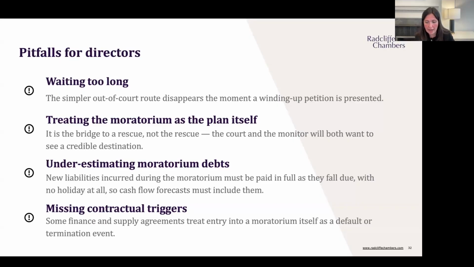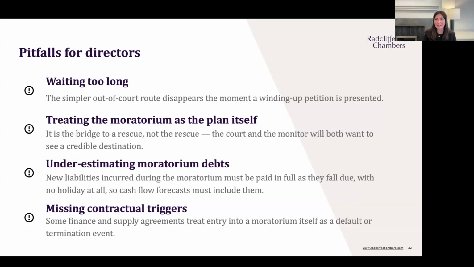So pitfalls for directors, I think first and foremost is waiting too long. And this is not in my interest to say because it doesn't involve me, but the best version of a moratorium is the one where you do an out-of-court filing, because you don't have the expense of counsel and of solicitors preparing applications, and of evidence needing to be prepared, and of a detailed report. You need the sign-off from the monitors, their statement, and the director's statements in standard form, and it can be filed out of court.